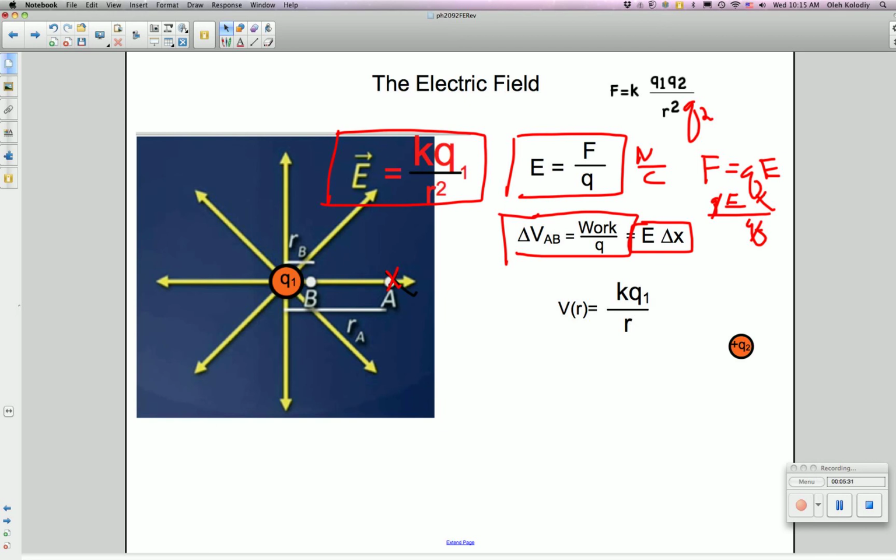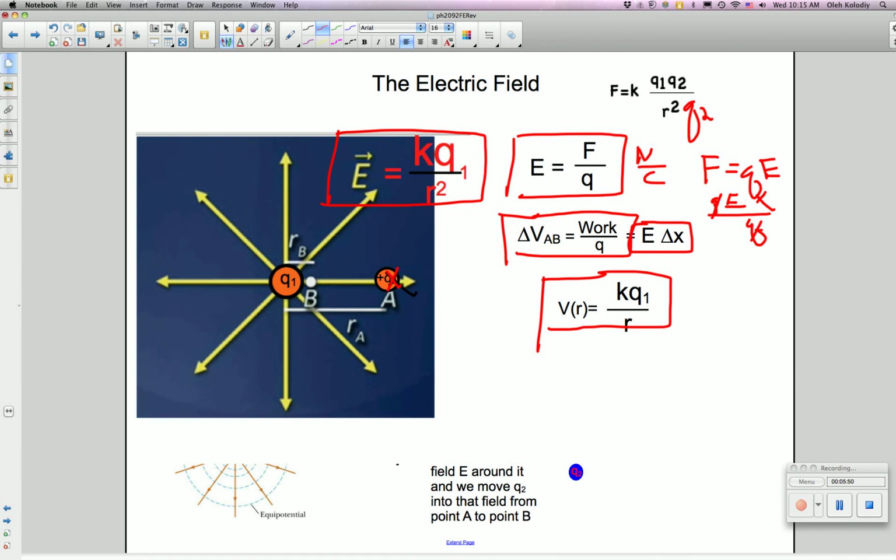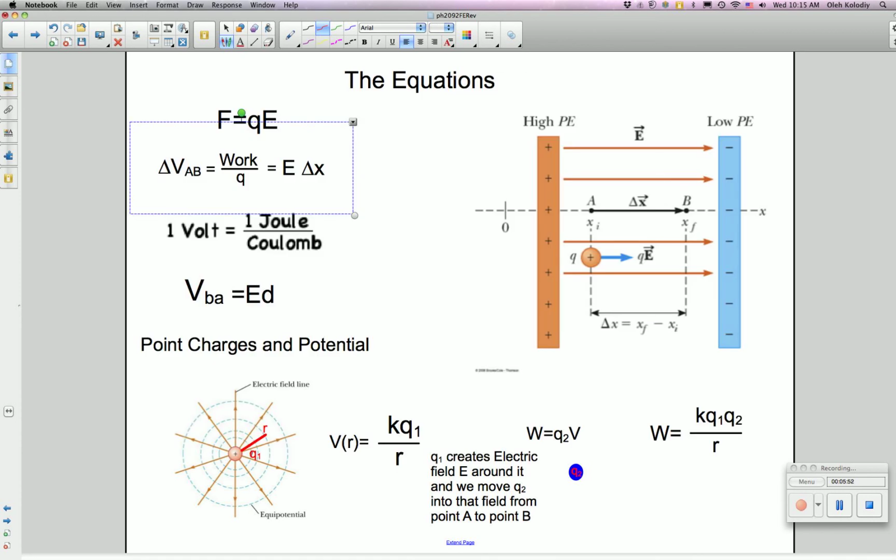Now, in the case of a point charge, the potential difference is given by this equation, and this represents how much work would need to be done to bring a charge in from infinity and place it here. To bring 1 coulomb of charge from infinity and place it at this point, the amount of work that you would need to do is given by that equation right here.